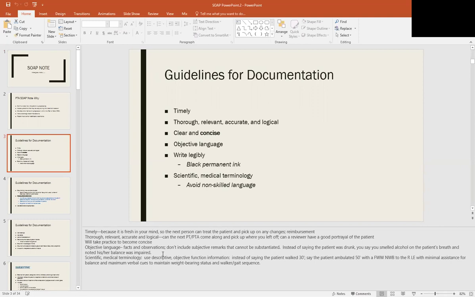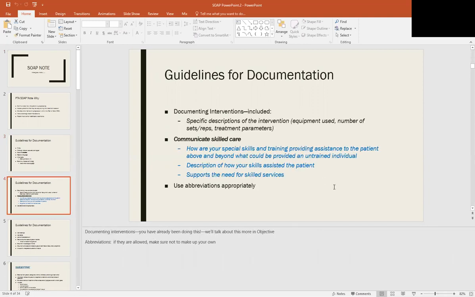So an example of this, let's say you suspect a patient is drunk. You wouldn't say the patient was drunk while they were at treatment today. You would make an objective statement that you smelled alcohol on the patient's breath and noted that his or her balance was impaired and they had difficulty following instructions or staying on task. And then for the example of scientific medical terminology, instead of saying the patient walked 30 feet, you would say the patient ambulated 50 feet with a forward-wheeled walker, non-weight bearing to the right lower extremity with minimum assistance for balance and cues to maintain their weight bearing status and the walker gait sequence.